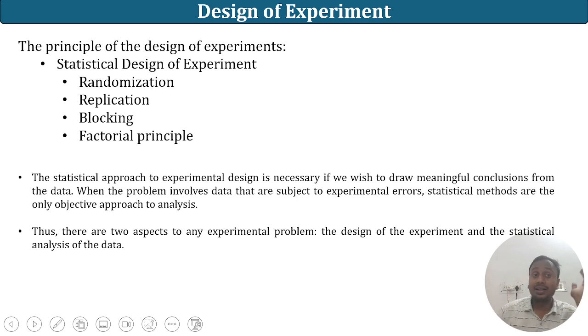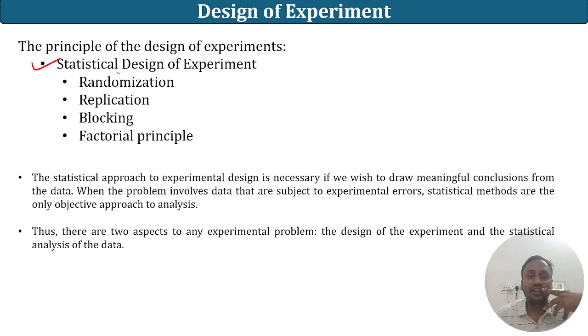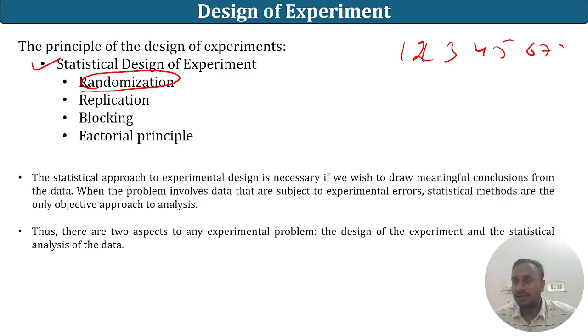Then what are the principles of the design of experiment we have? It's a statistical design of experiment. We'll do randomization. Randomization means we will not take the data in a sequence like 1, 2, 3, 4, 5, 6, 7, 8. We're going to randomize it, say 1, 3, 4, or 4, 5, 6, 7, 8, 9. And then we have to do the replications also.